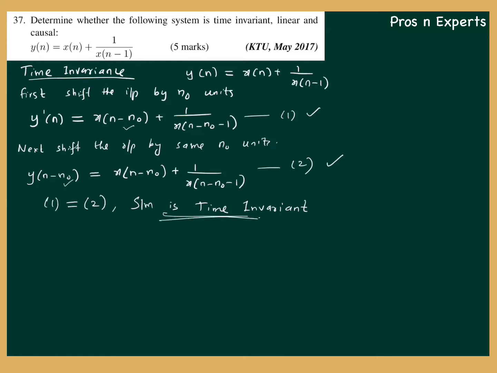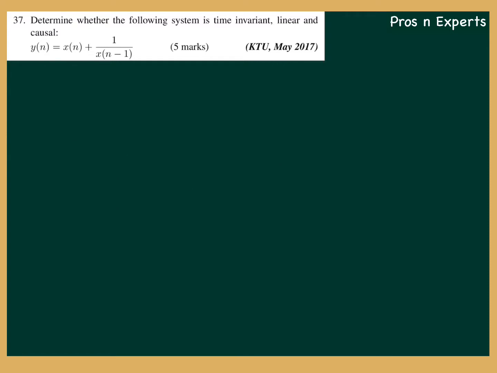Next, we go to check the linearity. So linearity is going to be checked for the system. Linearity checking has also got a procedure. First, what is the first step? First, take the input as a weighted sum.